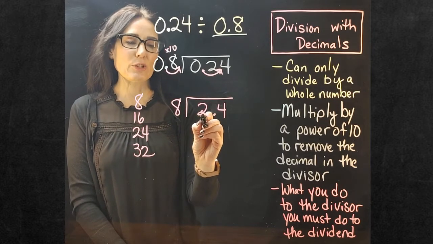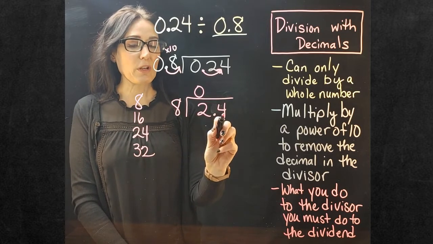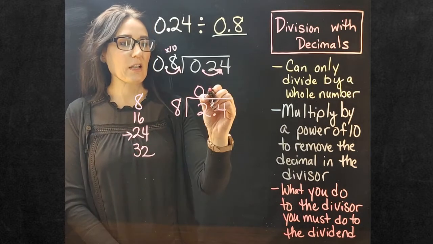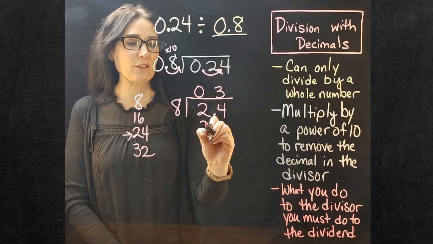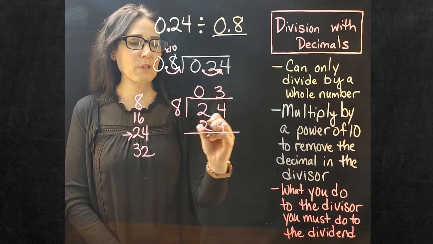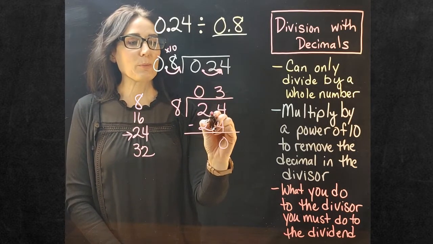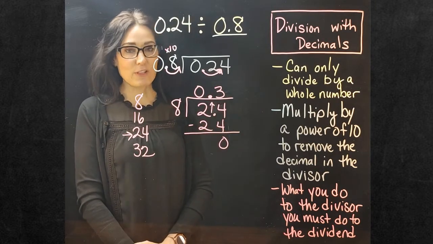8 goes into 2 0 times. 8 does go into 24 times 1 times 2 times 3. It would go right here. So we're going to say that it goes 3 times. 8 times 3 is 24. We subtract and we get 0. So I do want to bring my decimal straight up because I can have a decimal in my dividend, okay?